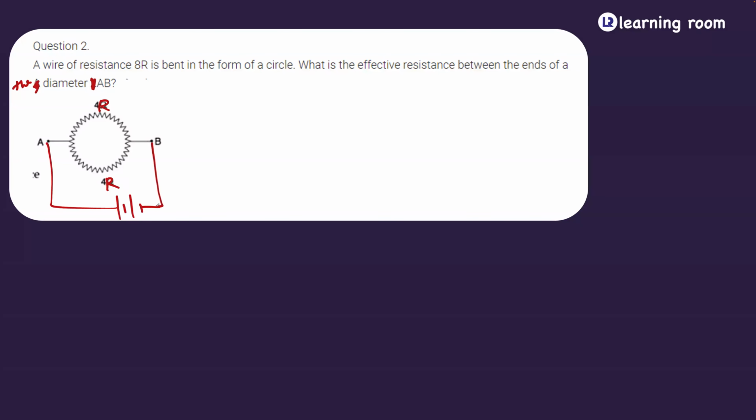Now, I have a question. If I take the resistance of this wire to be 8R, if I break it into 8 equal parts, what will be the resistance of each part? See, if I take this to be 8R, I break it into 8 equal parts. What is the resistance of each smaller part?